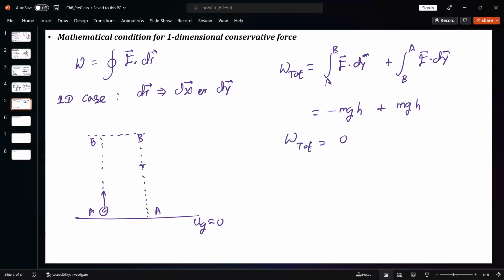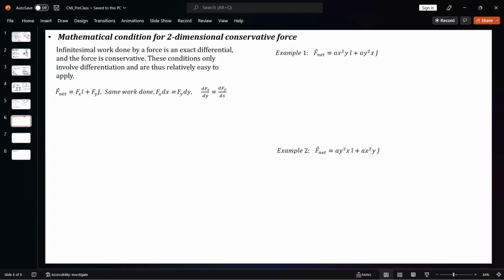Now, the 1D case is very simple. It's not really super interesting. But if you take a look at the two-dimensional case, that is what we're really interested in. Okay, let's take a look at the two-dimensional case.